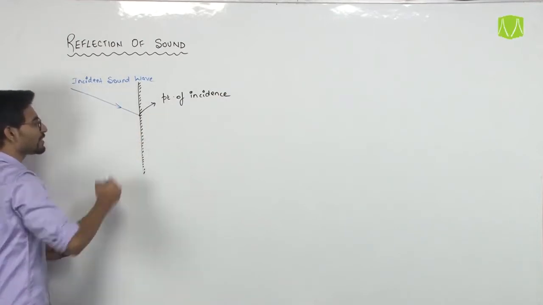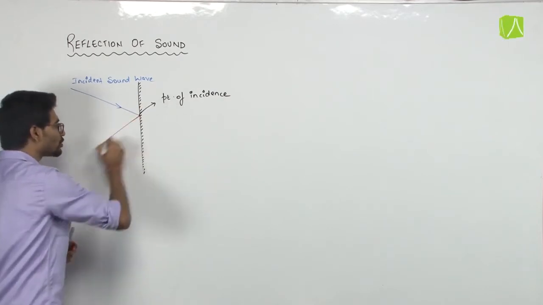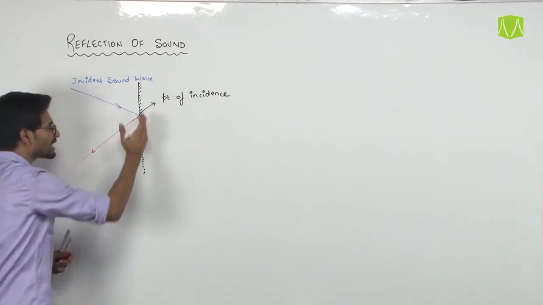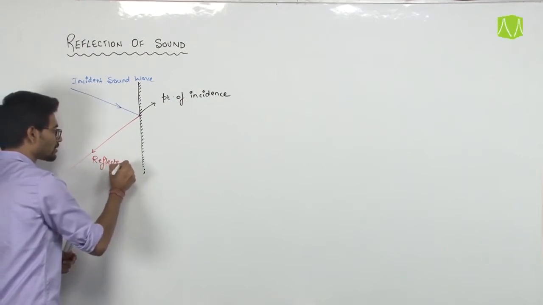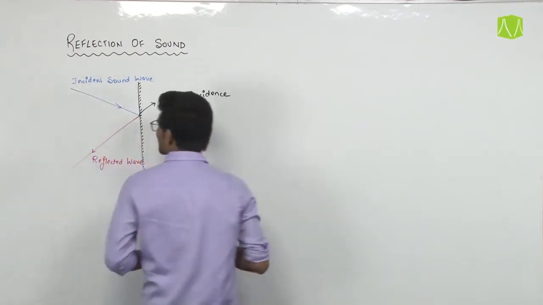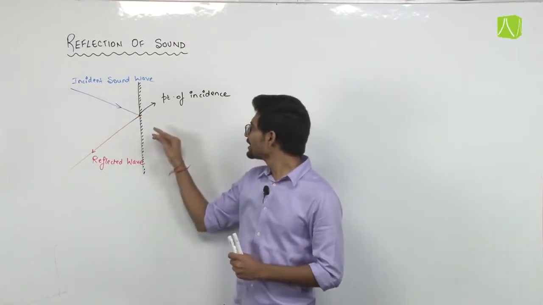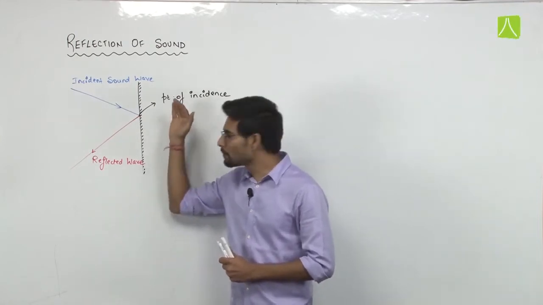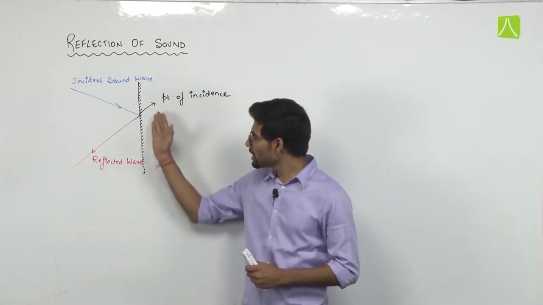After striking this surface, the sound wave is going to reflect back, meaning it will bounce back into the same medium like this, and this wave which is reflected after striking the surface is known as the reflected wave. So what we have seen: the wave which is coming and striking the surface is known as the incident sound wave. The point at which this wave strikes the surface is known as the point of incidence, and the bouncing back of this wave into the same medium is known as the reflected wave.